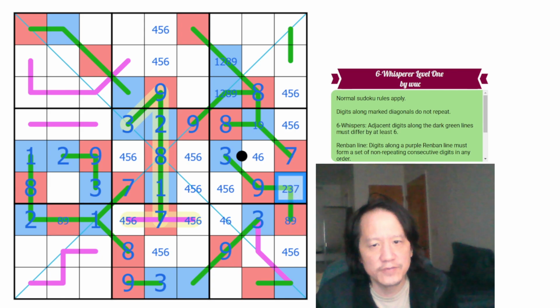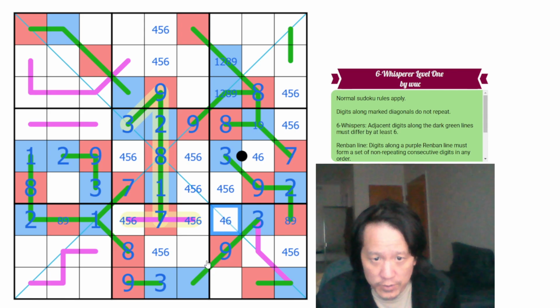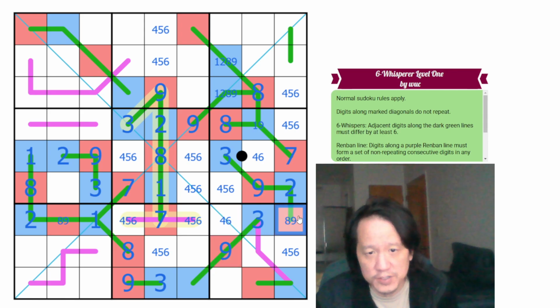This cannot be 7. This has to be a 2. So it could be 8 or 9 here. It could be 8 or 9 here. We're not sure. But this is a 9, so therefore this can't be 9. So this is 8, which makes this a 9.